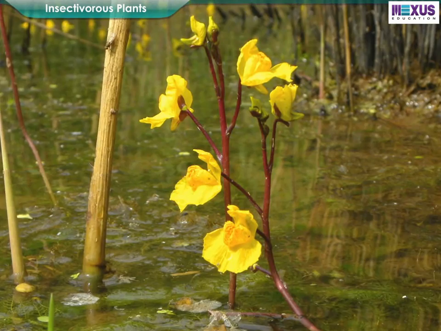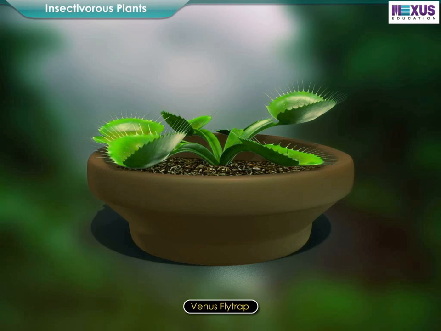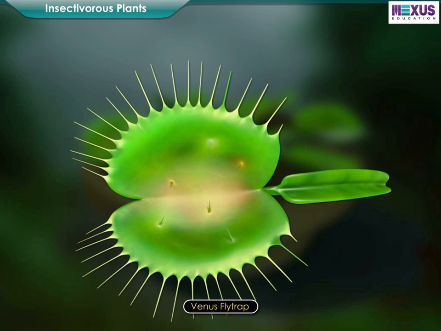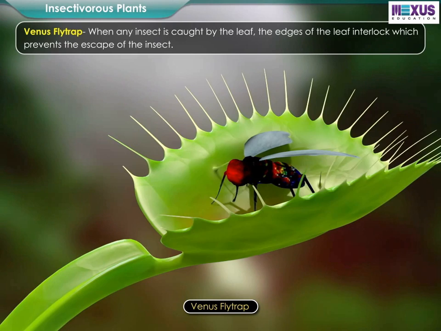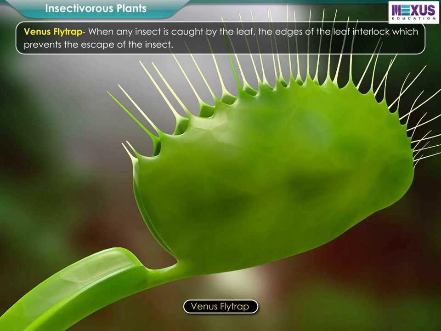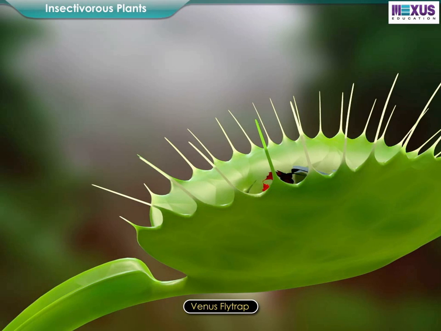Venus flytrap. In this, the edge of the leaf has long pointed stiff hair. The leaf blade is divided into two parts and the midrib acts as a hinge. When any insect is caught by the leaf, the edges of the leaf interlock. This prevents the escape of the insect. The plant secretes juices which digest the insect.